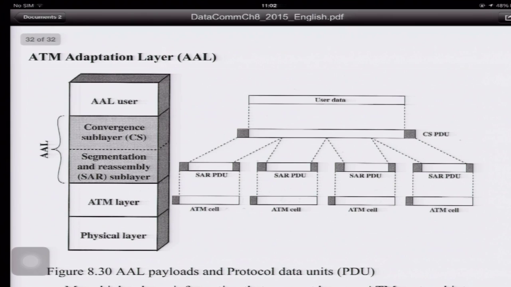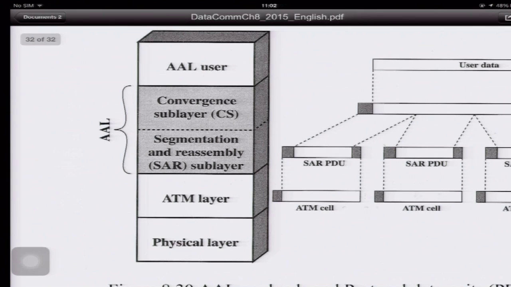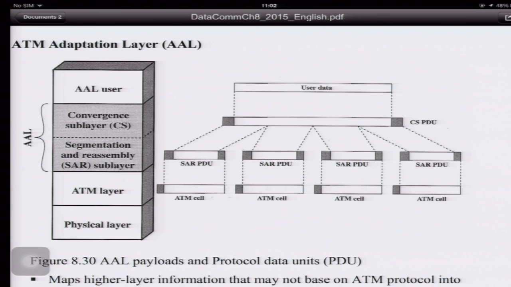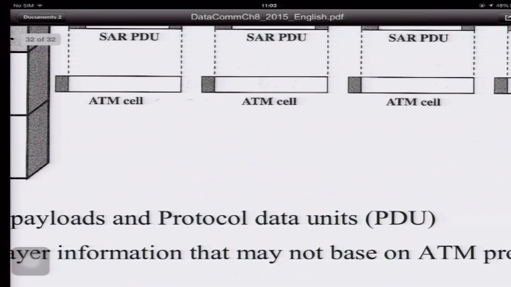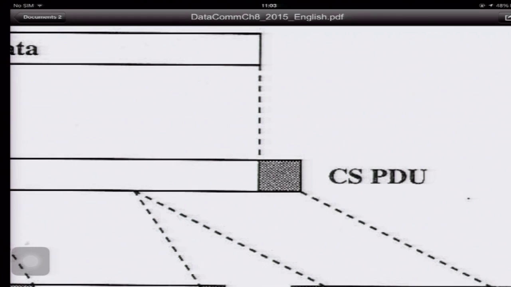The last topic is the ATM adaptation layer, AAL, in the protocol. You have the lowest layer, the physical layer, then the ATM layer, then the next layer, the ATM adaptation layer, which is divided into two sublayers: the segmentation and reassembly, or SAR sublayer, and the convergence sublayer, or CS. Then the higher layer is the AAL user. If you have the user data on the right, then in the convergence sublayer we add a header and a trailer, in the front and in the back of the user data, and we call this the convergence sublayer protocol data unit. PDU is protocol data unit.